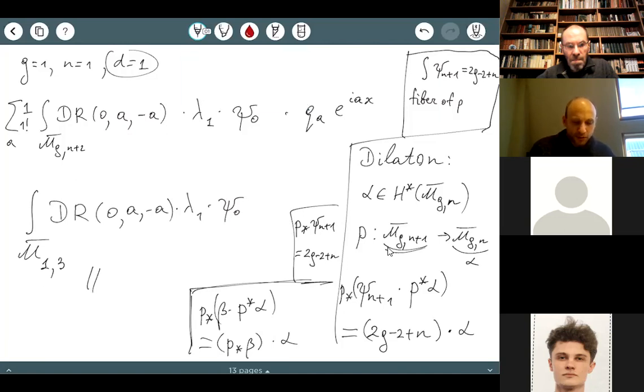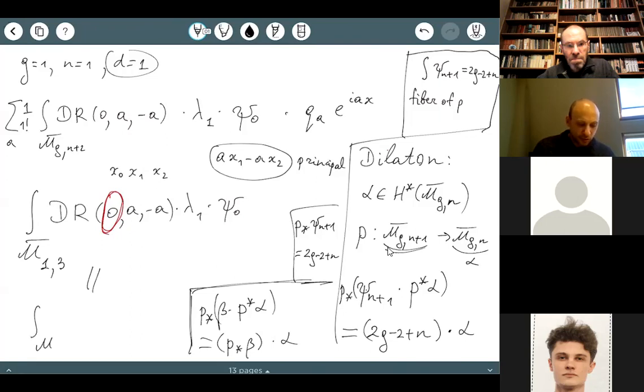So I'm going to use this in my computation. The first point I'm going to forget is this one, because I notice that the double ramification cycle has a zero here, so it does not actually depend on this point. Let me call the points x0, x1, and x2. The double ramification cycle requires the divisor a x1 minus a x2 to be principal. This is my divisor, and this should be principal. And it does not depend on x0. So actually, this double ramification cycle is a pullback from M_{1,2} bar.